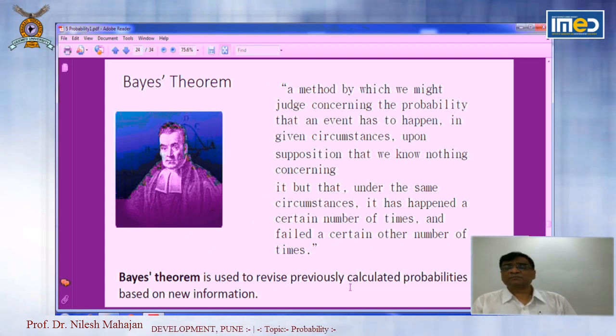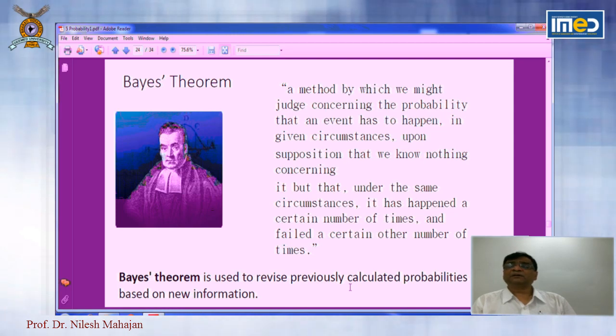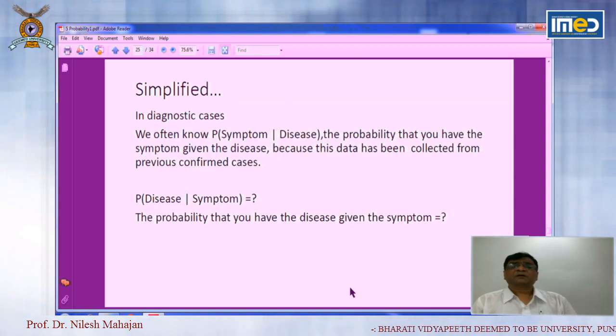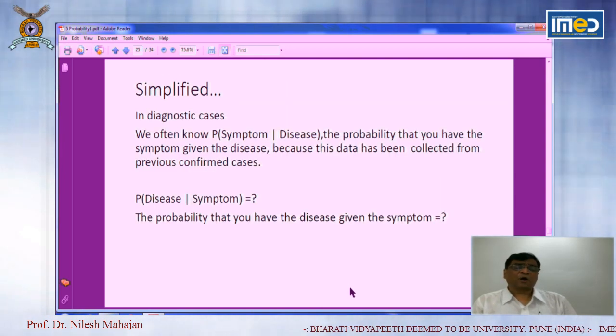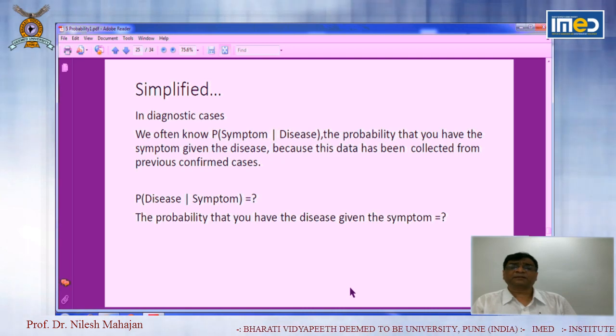What is Bayes theorem? A method by which we might judge concerning the probability that an event has to happen in given circumstances, upon the supposition that we know nothing concerning it, but that under the same circumstances it has happened a certain number of times and failed a certain other number of times. This is called Bayes theorem. To simplify and understand, we take one example here.